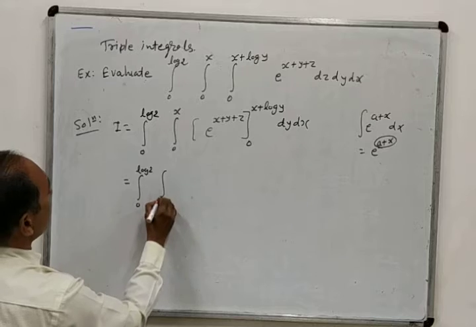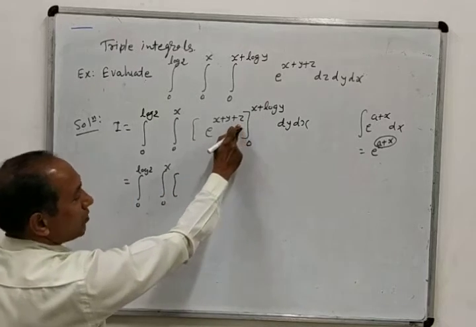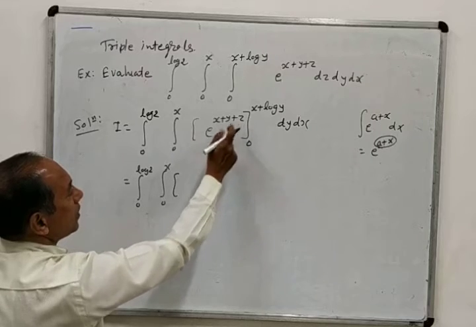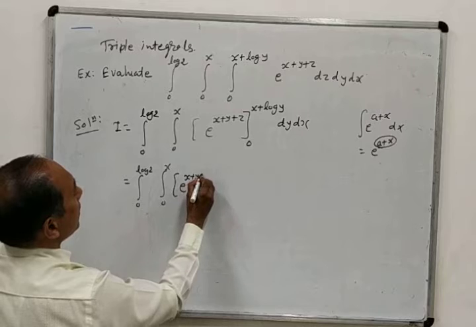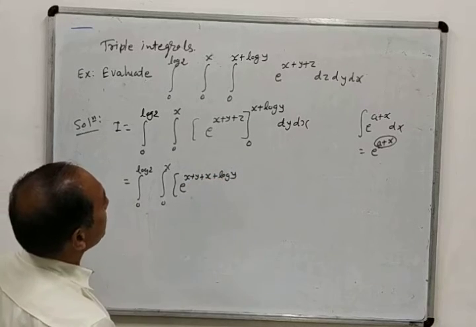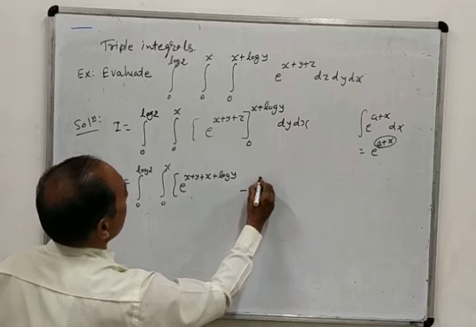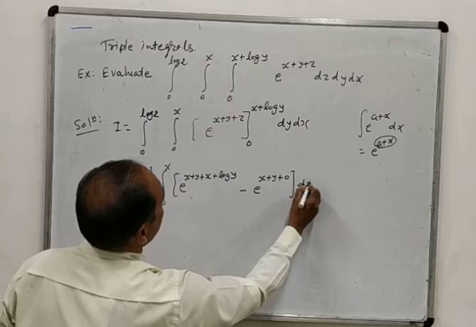Log of 2, 0 to x. Now we will put here x plus log y for z only because the integration is with respect to z. So we will have to substitute it for z. So e raised to x plus y plus x plus log of y, okay, minus e raised to x plus y plus 0, z is 0. Here dy dx.